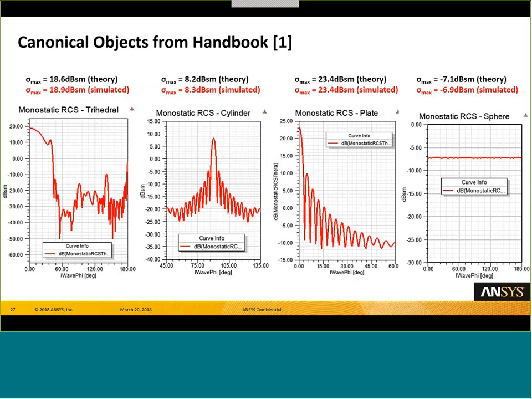So here we see the results over various cut planes for the monostatic RCS of the trihedral, the cylinder, the plate, and the sphere, going left to right, respectively. And you can see up on top of the plot, we do a direct comparison between the theoretical value and the maximum value that we get from our simulation result. And as you can see, by comparing these numbers, the Ansys simulation agrees to within a fraction of a dB.